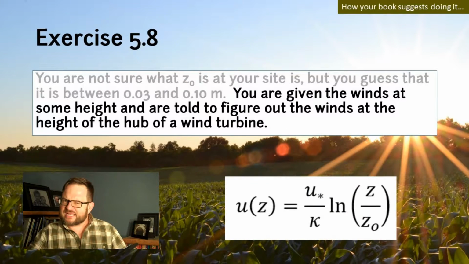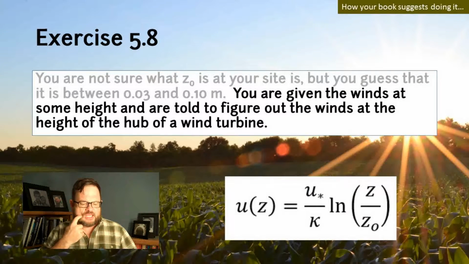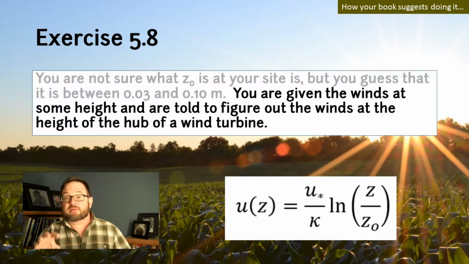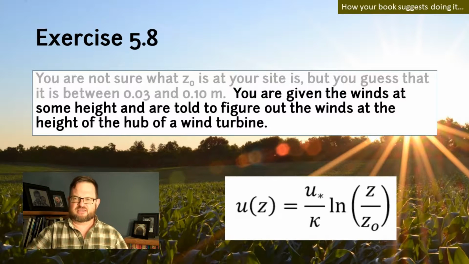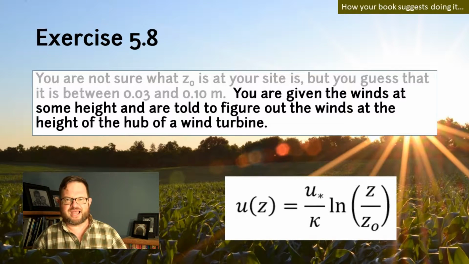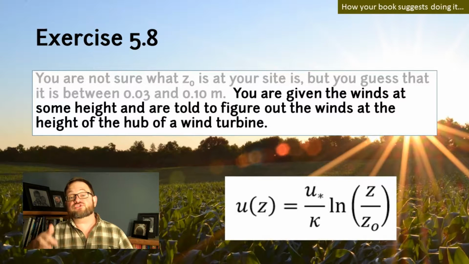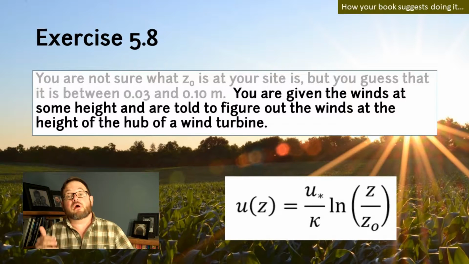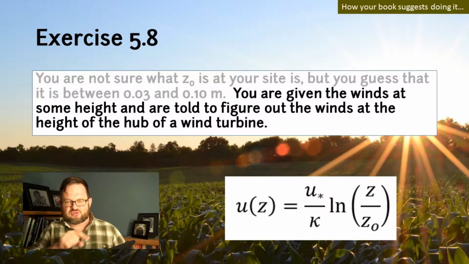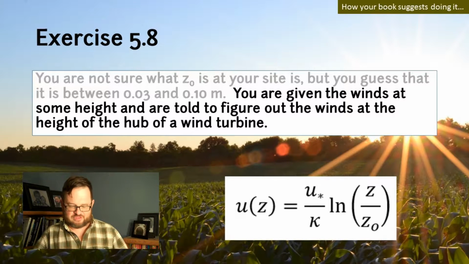Alright, let's turn to the second half of how this problem is going to work. It says you're given the wind at some height. I think the problem tells you 10 meters or something like that on an instrumented mast. And then it tells you to use that information to figure out what the winds should be at the height of the top of some wind turbine. Now, your book has a suggestion. You can see up there in the top corner, I just sort of tagged this. This is how your book says to do it. It's clever, but we can be even more clever than that.